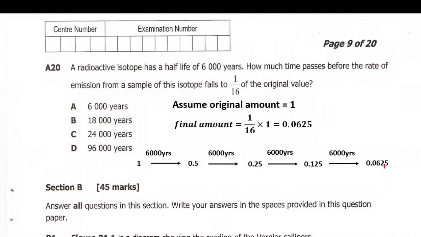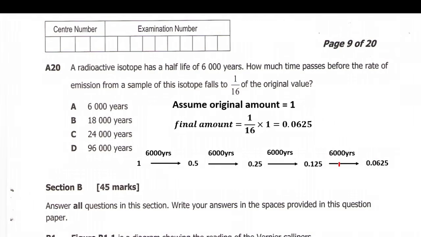So this is now how it is going to decay to move from here to 0.0625, which is the final amount here. Now the question just says how much time passes before the rate of emission from a sample of this isotope falls to 1/16 of the original amount. So before it falls to this, which is this, how much time has passed?